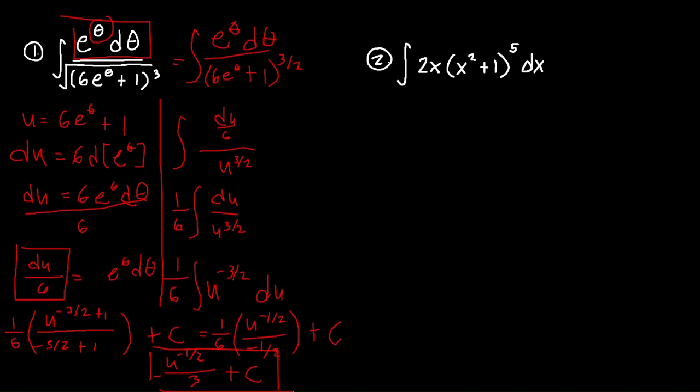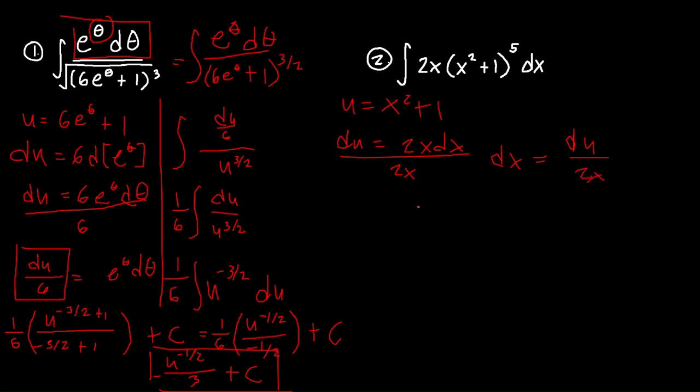Okay, for the next problem, 2x times (x squared plus 1) to the power of 5. Now again, x squared plus 1 is our inside function, so we can substitute that as our u. u equals x squared plus 1. du is equal to 2x dx. So now that we have 2x dx, we can substitute in our dx, du over 2x.